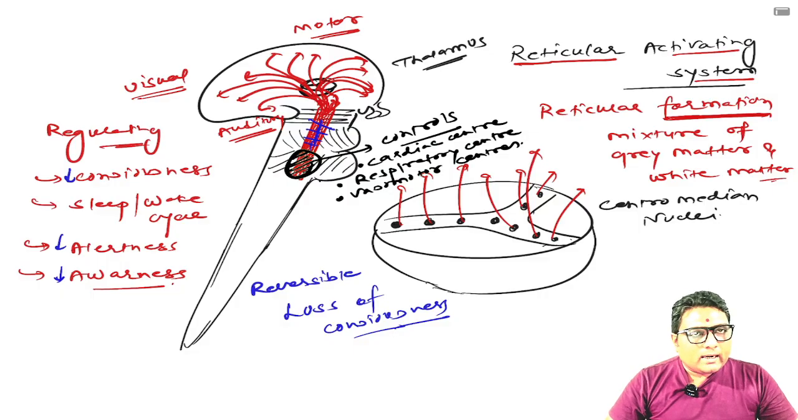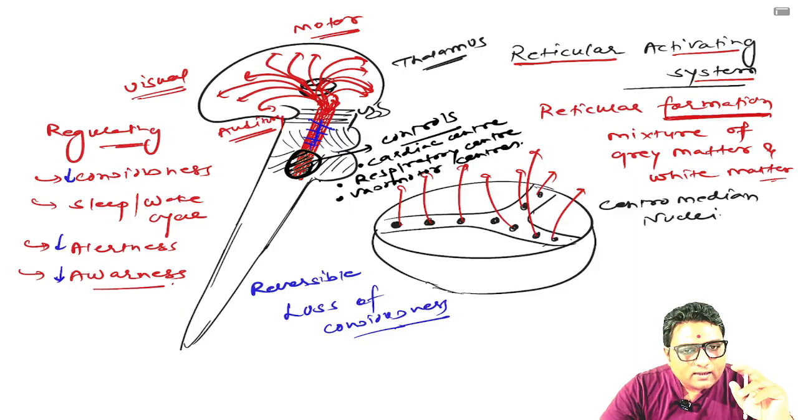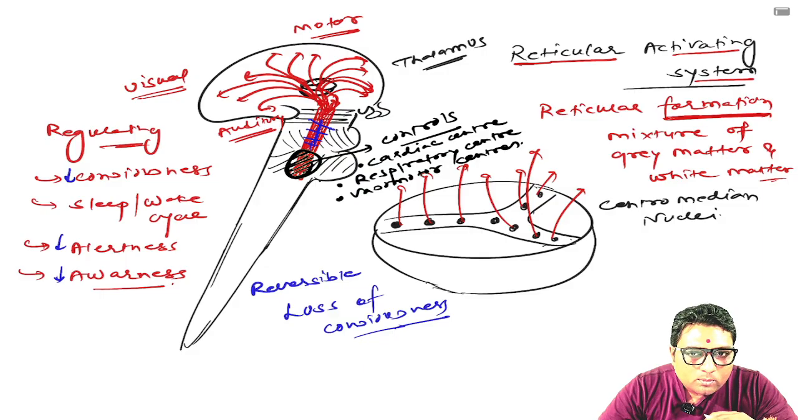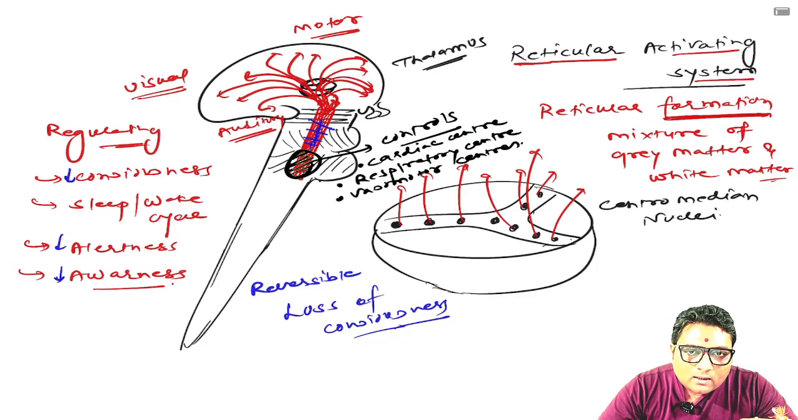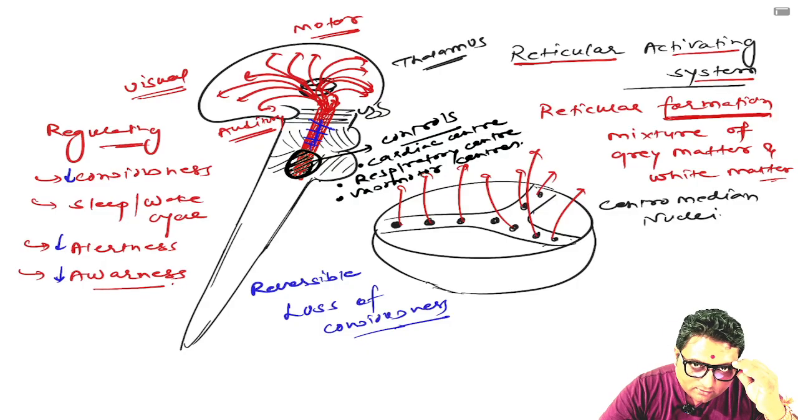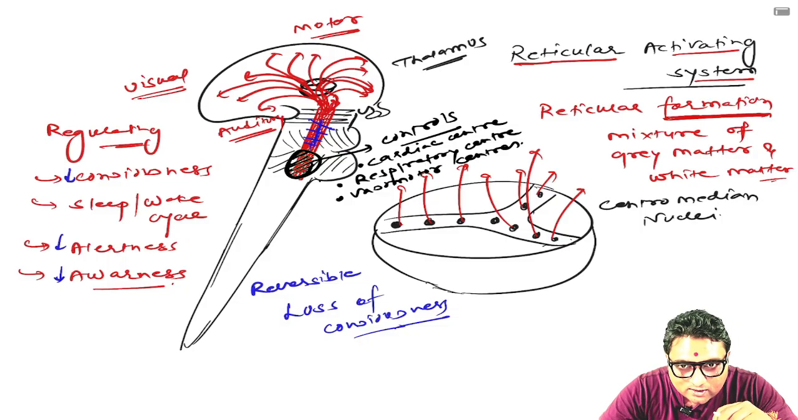So what is the reticular activating system? The reticular activating system is nothing but the functional part of the ascending reticular formation. What is the reticular formation? Why is it called formation? Formation means a mixture of gray matter and white matter. The ascending reticular formation fibers, through the centromedian nuclei of the thalamus, connect to the cerebral cortex, all the frontal cortex, parietal cortex, occipital cortex, and temporal cortex, and in this way it controls motor, visual, and auditory sensation.